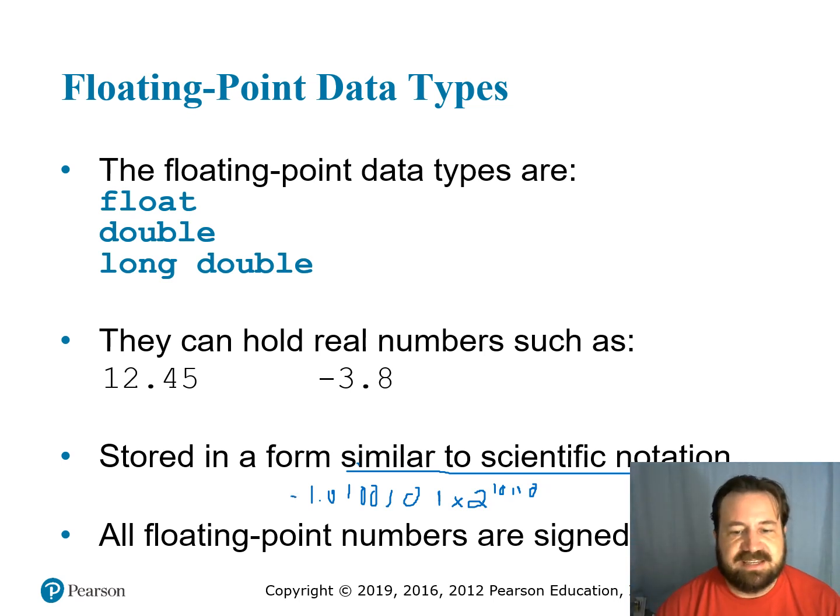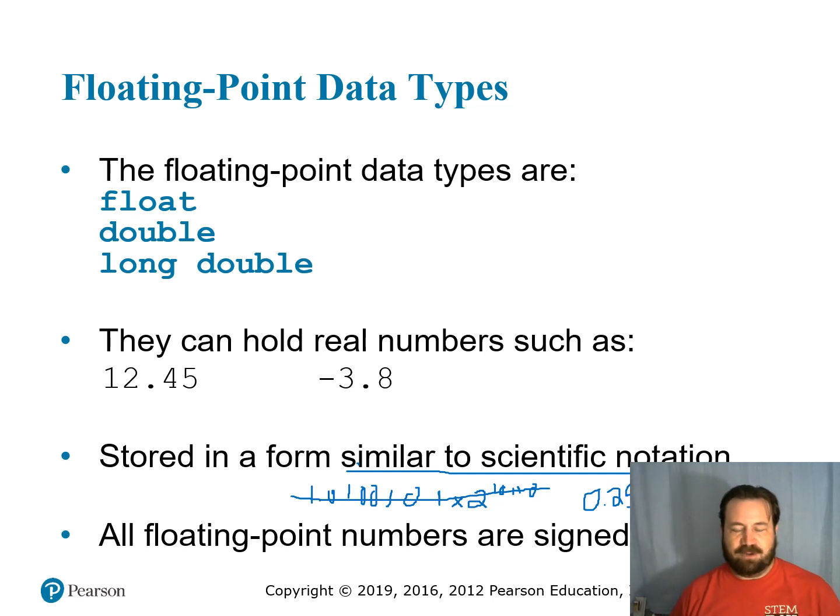What that means is that numbers that are even powers of 2 are represented by floating points very, very well. So 0.25 is 2 to the -2 power, 1/4. That can be stored exactly as a float or a double or a long double or anything.